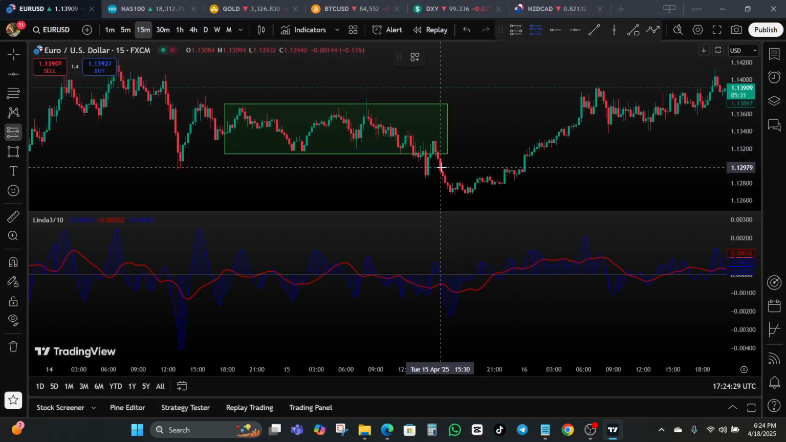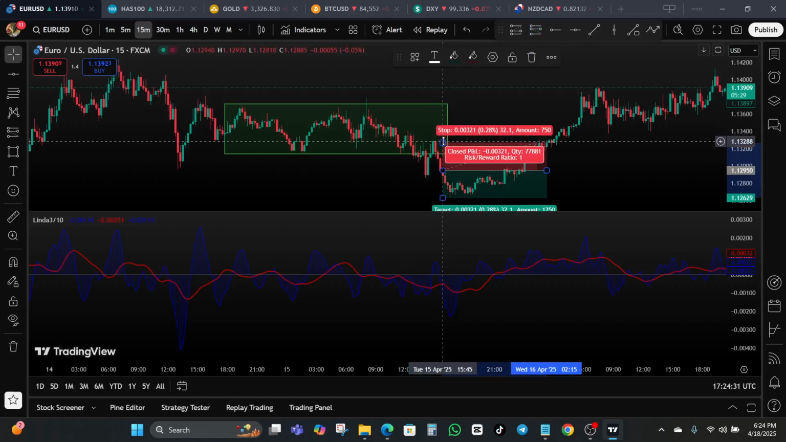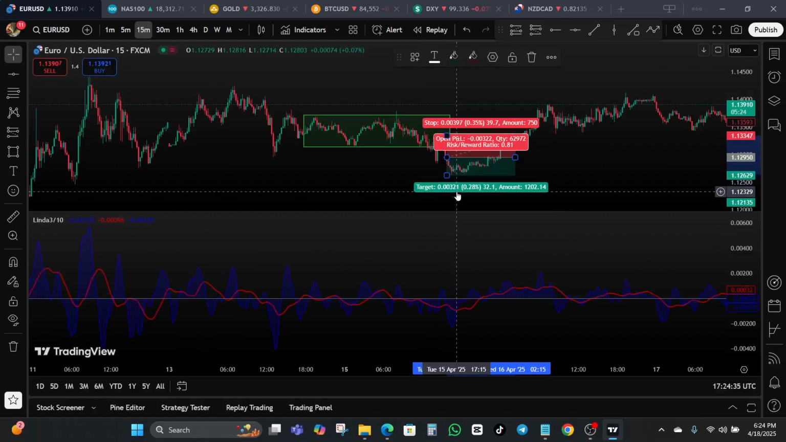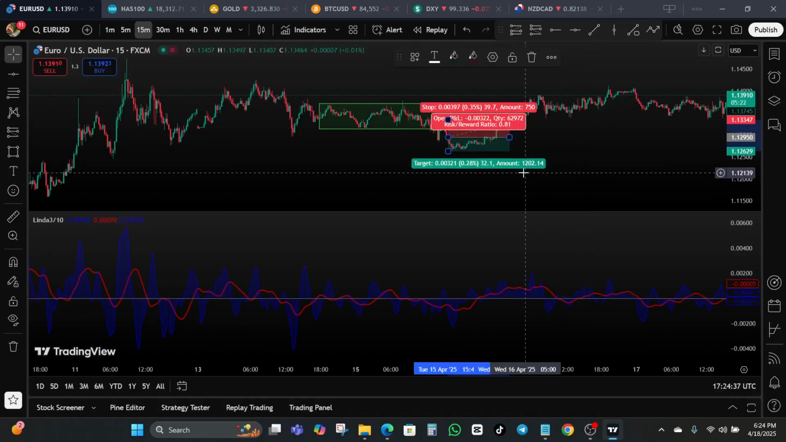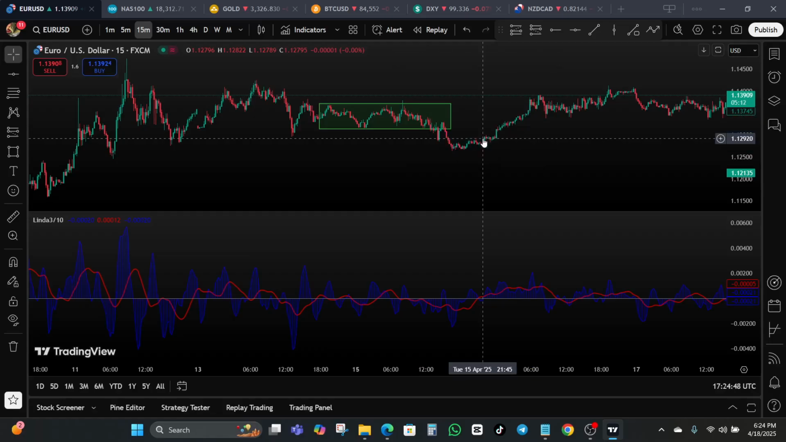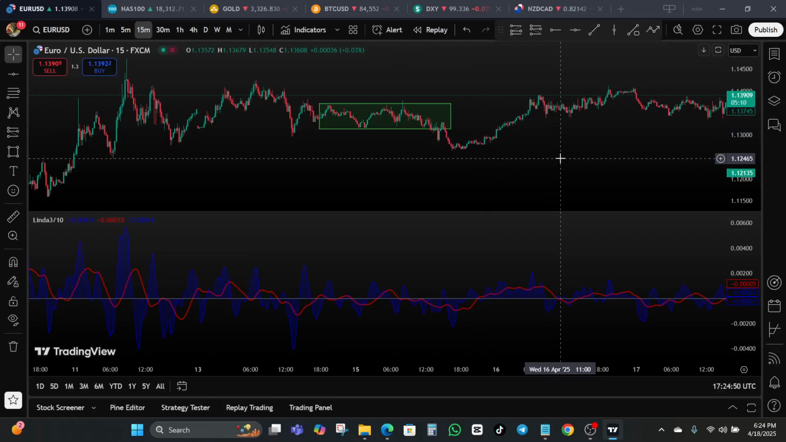After you enter a sell trade, the stop loss can be above the recent swing high, and your take profit can be around the nearest support zone. But if you don't have a good risk to reward ratio, just like what happened here, where the risk to reward is too bad, then in that case do not enter the trade. Cancel, because the risk to reward is not good enough.